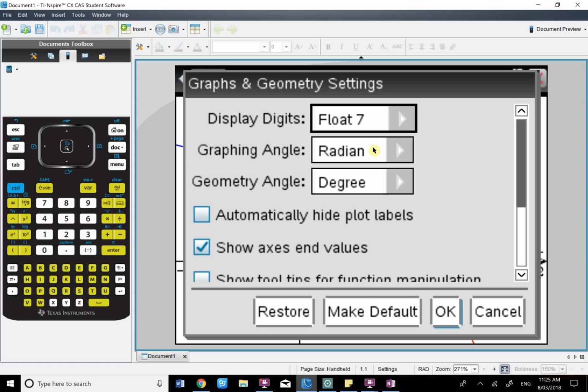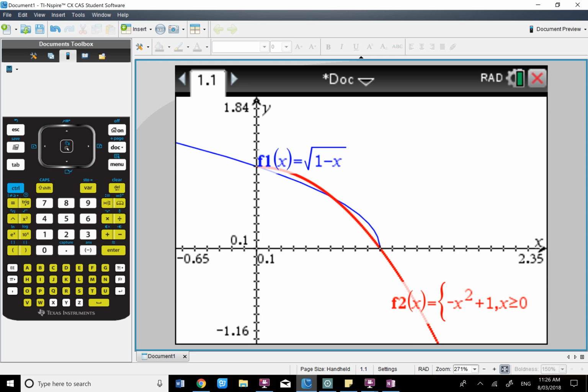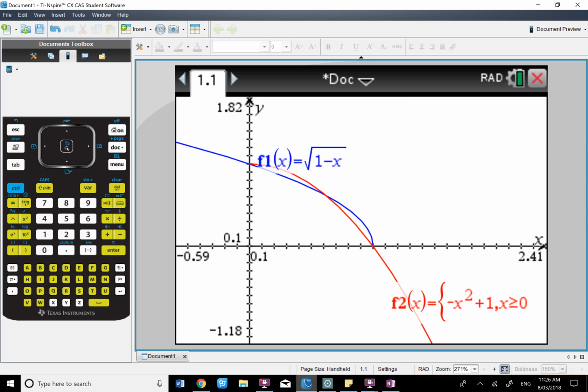Also, put the angle in radian form. After we learn circular functions, it needs to be kept in radian form, not degrees, because that's quite important for VCE study. For graphing and geometric angles, you don't need to care about that; you can just put in degrees. After you change it, make it default. When you make it default, even when you shut down and reopen the calculator, it will still be the same as the setting you had before. If you press OK, sometimes it will go back to the previous setting, so make default to save the setting.